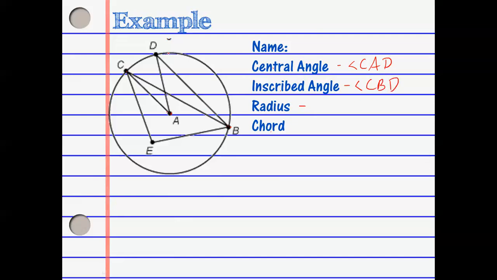Okay, a radius is a line that lies on the circle, and its other point lies on the center of the circle. So here, radius could be DA. Another radius could also be CA. Okay, and then a chord is just any line that has its endpoints on the circle. So a chord, and it could be a diameter, but it doesn't have to be. So a chord here would be DB. We could also say that CB is a chord as well.